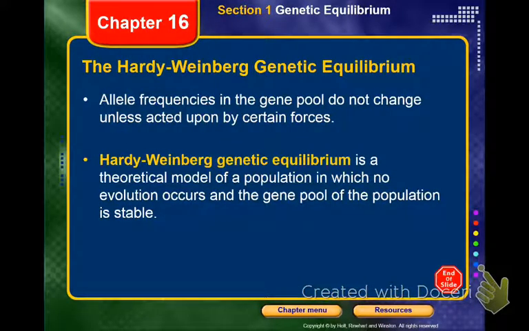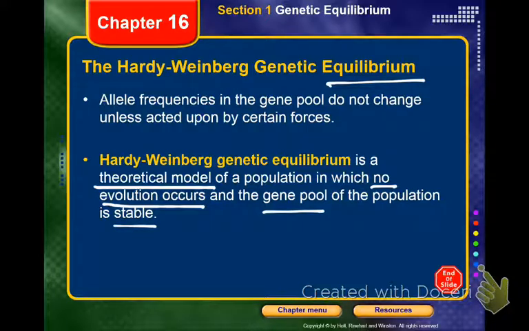Okay, so it's a theoretical model, and in this theoretical model, the gene pool is totally stable. No evolution is happening if you meet those requirements. And that's why we say it's a genetic equilibrium. It's totally genetically balanced. And by saying it's a genetic equilibrium, that means that the frequencies of traits are not going to change.